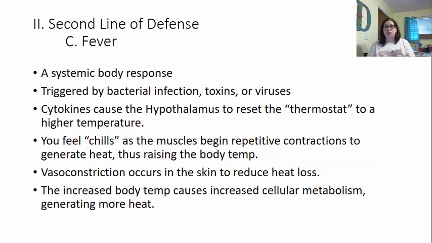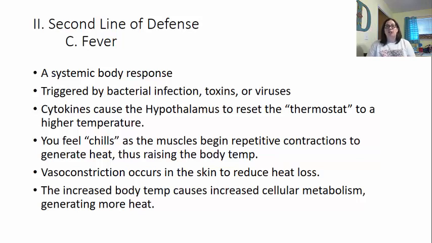And normally your temperature thermostat is set at around 98.6 degrees Fahrenheit. What happens here is that these chemicals get released by damaged cells or the toxins released by bacteria or viruses, and it causes the hypothalamus to reset the temperature. Okay, it's like going to your thermostat, and instead of setting it at 72 in your house, you then set it up at 74 or 76 or so on. This is going to cause it to raise your temperature.